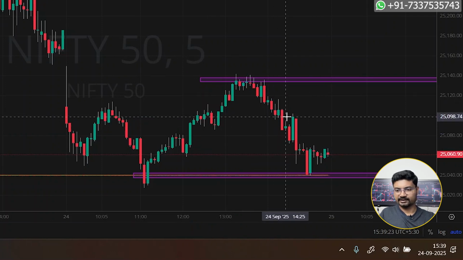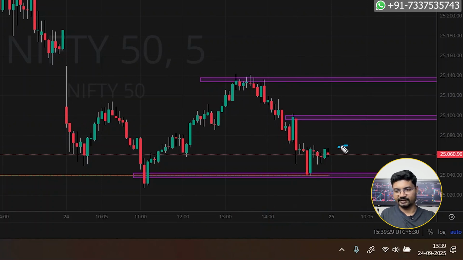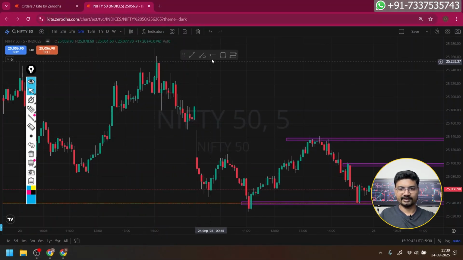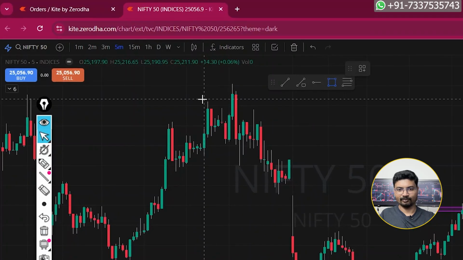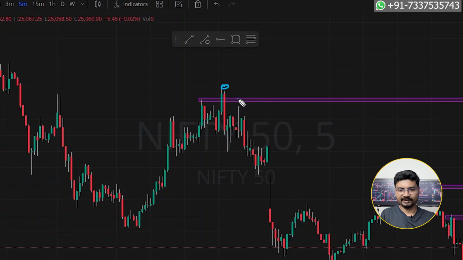We can mark this as another resistance zone if it opens inside this range. If it opens inside this range, it is going to act as a resistance, which is already a 60 points range, from 25,100 to 25,040, which is going to be a 60 points range if it opens inside this range. And after that, the next resistance level is this level. We marked this level yesterday as well. Around this zone, this is a resistance level.